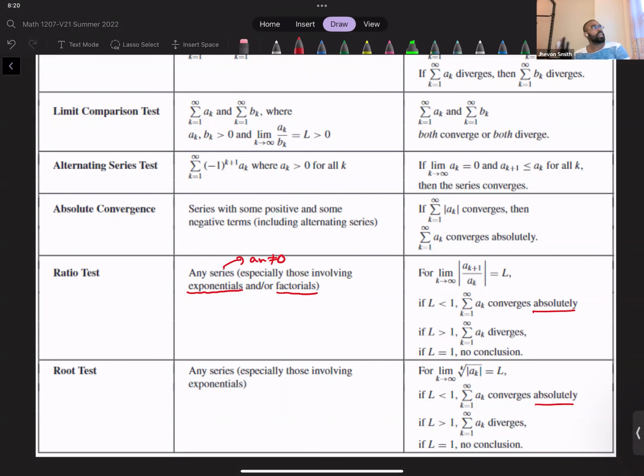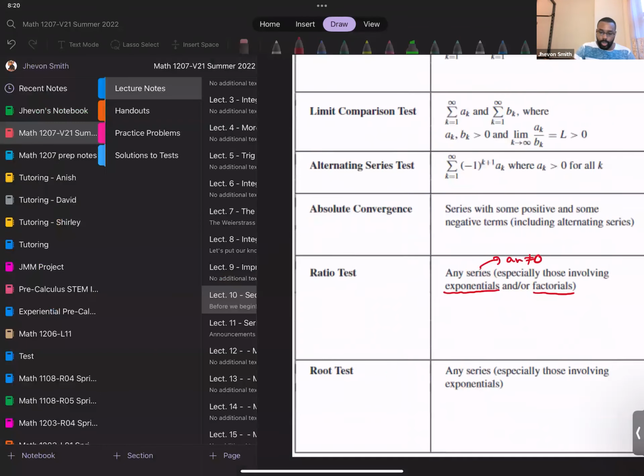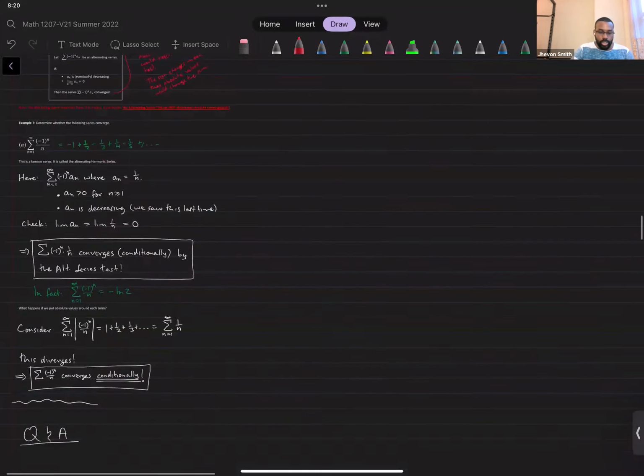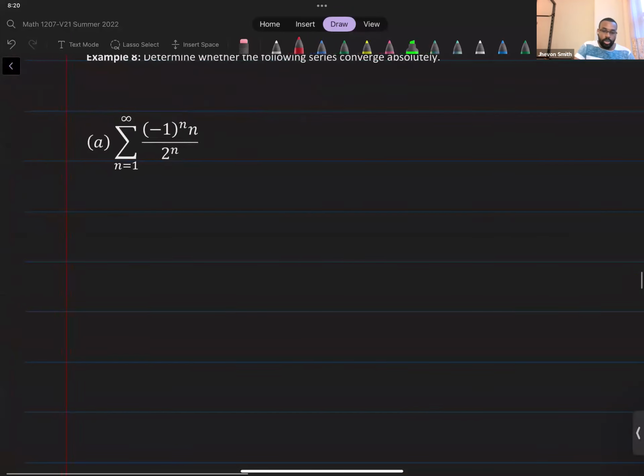So you're looking at something, okay, it's not a P series. I don't know what to compare it to. It's not geometric. My integral test isn't going to work. I don't know how to use the comparison theorems because I don't know what to compare it to. And it's not alternating. I don't know what's going on. But you notice, oh, there's an exponential function here, or there's a factorial. The ratio test might be something that could work. We'll go over that again, but I just want you to be aware that it's particularly useful when you see exponentials and factorials.